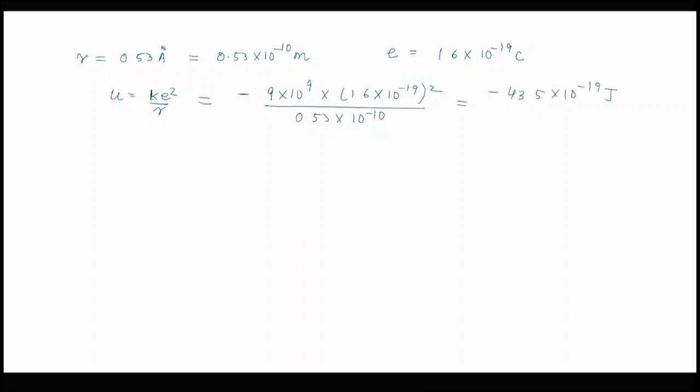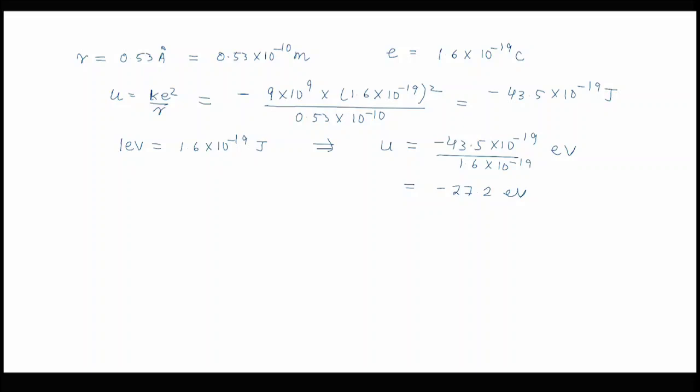If we convert it into electron volt, we say that 1 electron volt is equal to 1.6 into 10 to the power minus 19 joule, and hence we can write the value of energy as minus 43.5 into 10 to the power minus 19 divided by 1.6 into 10 to the power minus 19, and the value will be in electron volt. So it is equal to minus 27.2 electron volt.